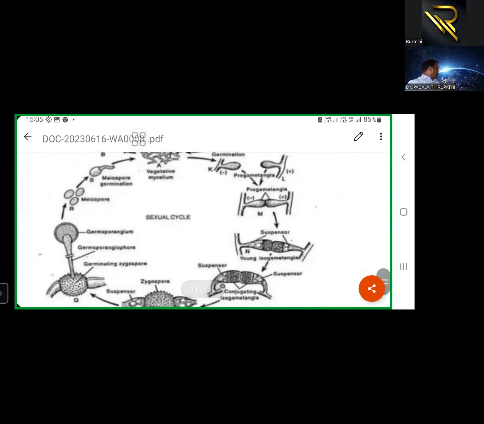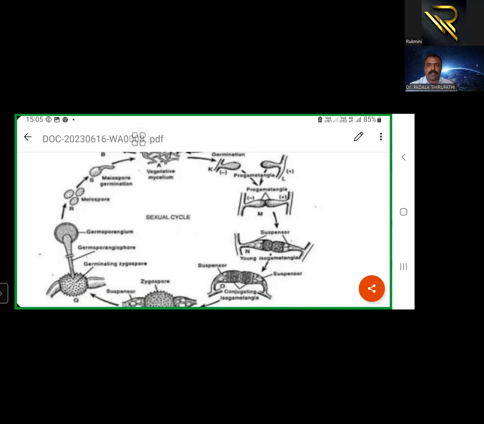Later, the contents present in this zygosporangium are in diploid condition, because the contents of two gametangia are mixed. So the diploid condition arises in the zygosporangium. The diploid nuclei present in this zygosporangium undergo meiotic division, so haploid spores will be formed. Whenever the zygosporangium wall ruptures, these haploid spores are released.